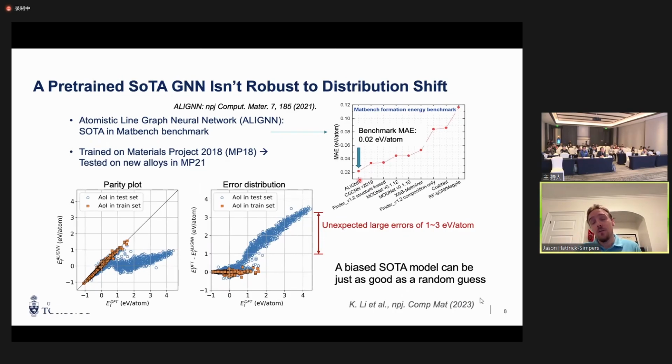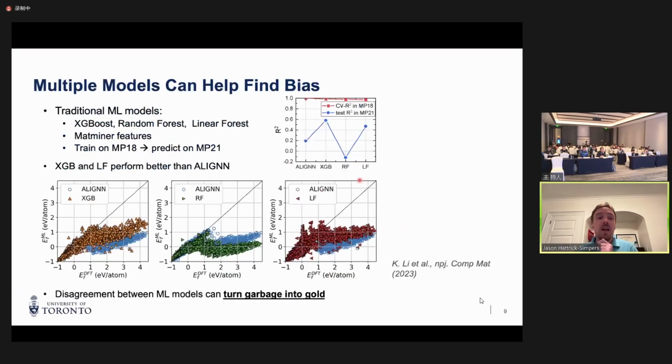This state-of-the-art model, if the distribution shifts and you don't understand it, is not worth anything. It's as good as a random guess. And if we're in the business of trying to find new materials, once we've trained our model, we're using generative algorithms to try to find what's next to look at. It is potentially the case that many of those predictions are out of distribution and thus are not useful. Bad news. And this is the same if we look at XGBoost or random forest or linear forest, systematically across the board, going from one version of Materials Project to the next, the prediction error on new compounds is terrible.